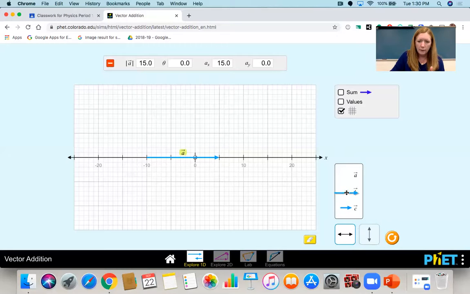But then I backtrack, and I'm going to fix this up here, sorry guys. From my 5 meters east, I'm going to move 20 meters west. Now what you can see is I started at the negative 10, now I'm ending at the negative 15, so it should make sense that my displacement is negative 5.